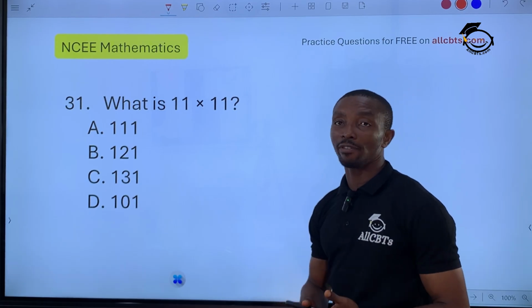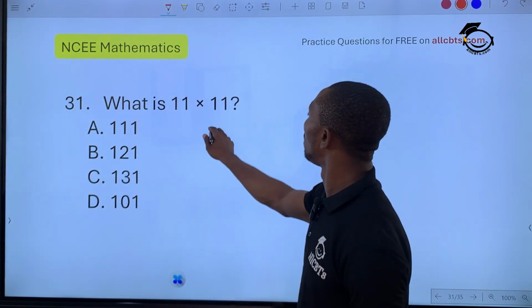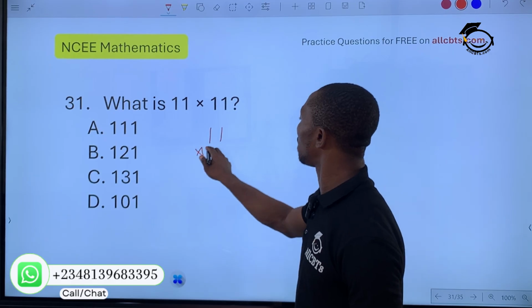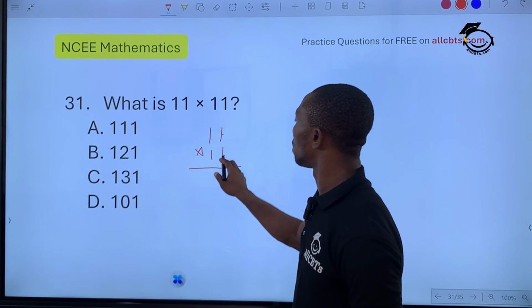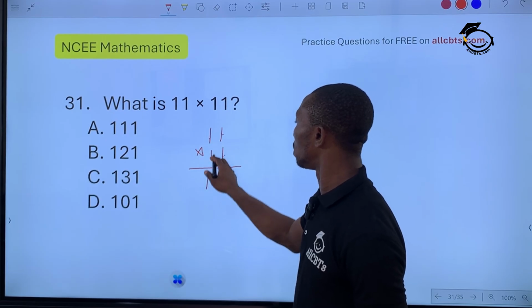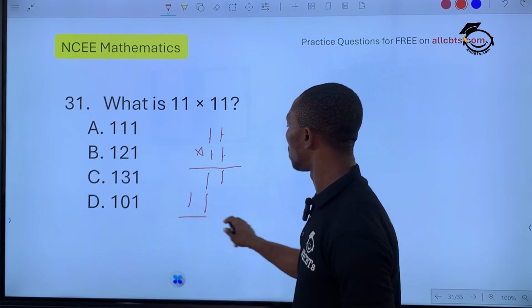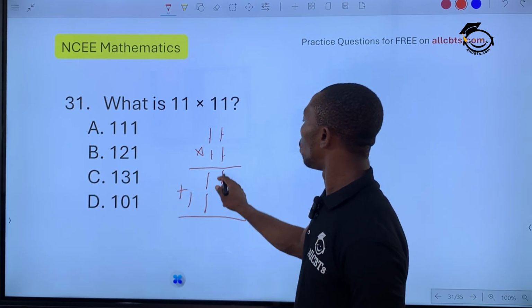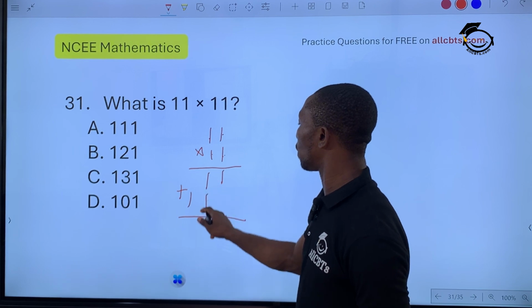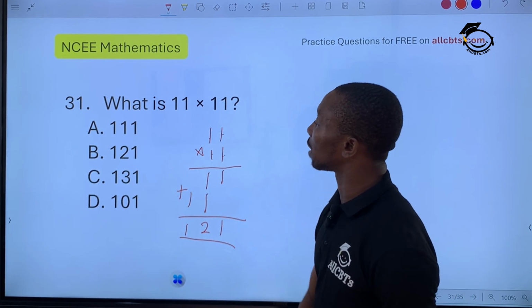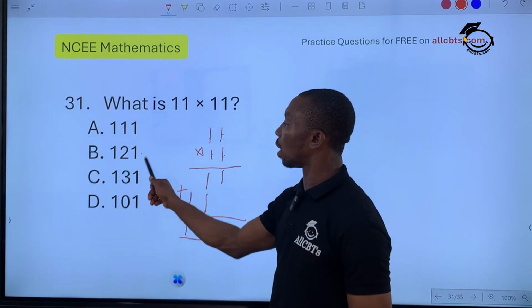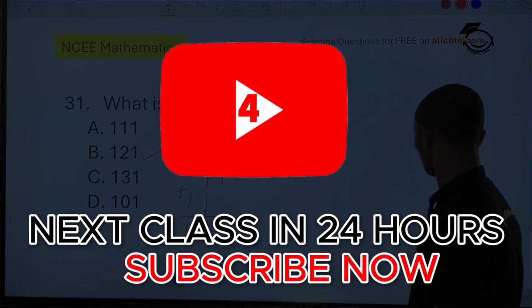What is 11 times 11? 1 times 1 is 1. 1 times 1 is 1. 1 times 1, 1. 1 times 1, 1. So we add: 1 plus 0, 1. 1 plus 1, 2. 1 plus 0, 1. So 11 times 11 gives us 121.